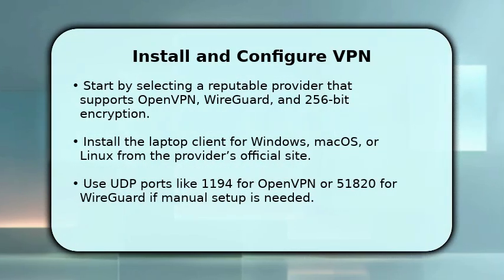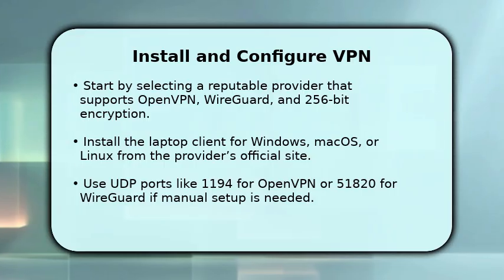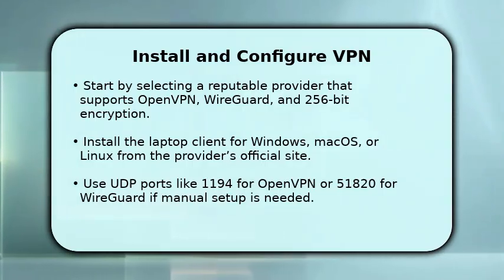Start by selecting a reputable provider that supports OpenVPN, WireGuard, and 256-bit encryption. Install the laptop client for Windows, Mac OS, or Linux from the provider's official site. Log in, enable the kill switch, and activate automatic startup on boot for protection.